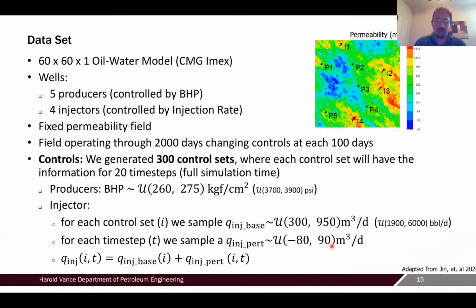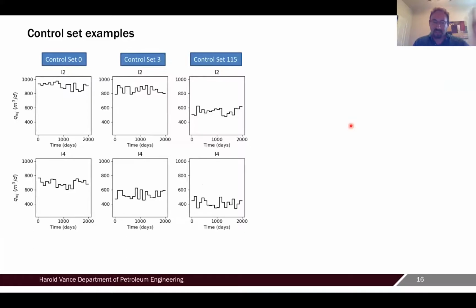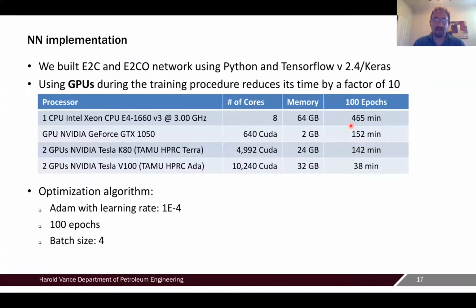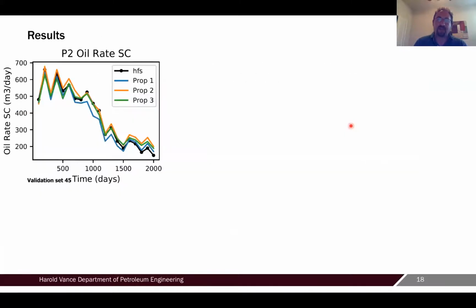Let me just show one example here. We have wells attached to the particular reservoir. We're trying to control those wells, and basically we run a simulator with those controls, with particular rates, with particular pressures, just for getting the state out of it. My student Emilio trained this in the HPRC.